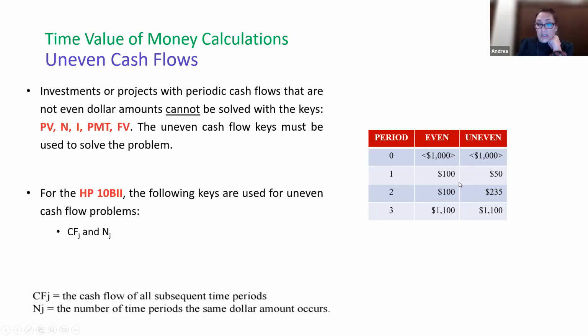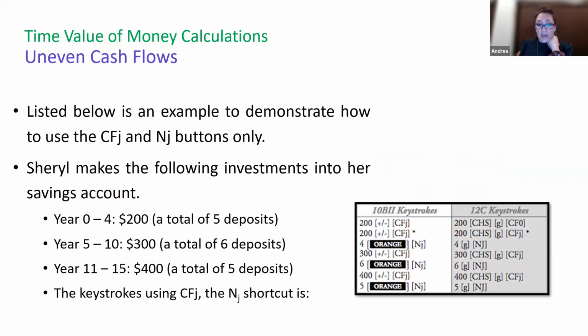But if you look over here at uneven cash flows, you can see in the right hand column you have $1,000 going out, and then we have $50 coming in year one, $235 coming in year two, and $1,100 coming in year three. So let's go ahead and skip to an example here, and then we'll do some practice ones.